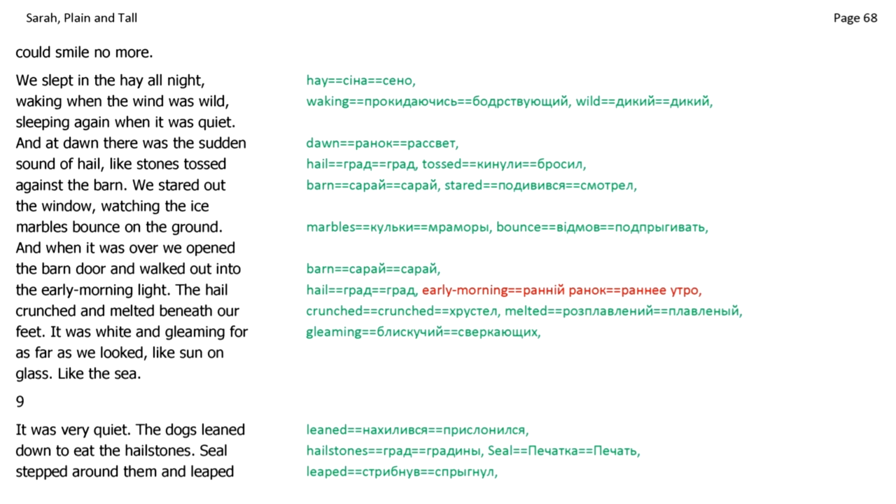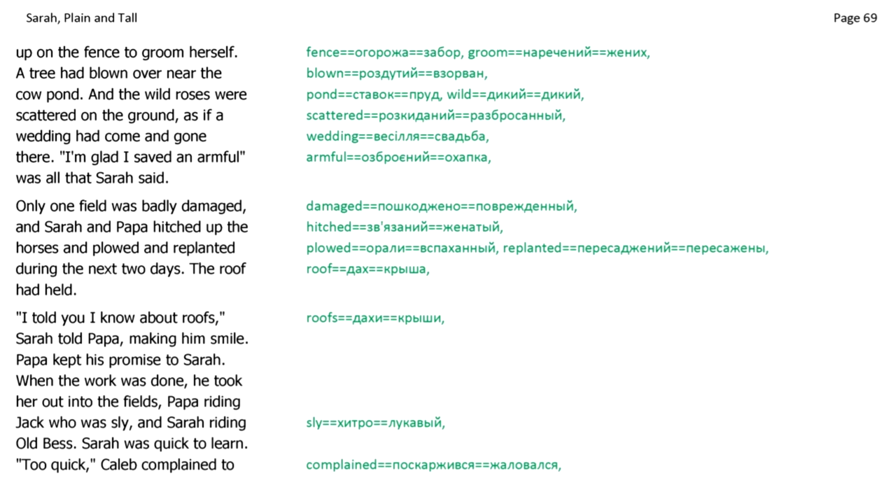Chapter 9. It was very quiet. The dogs leaned down to eat the hailstones. Seal stepped around them and leaped up on the fence to groom herself. A tree had blown over near the cow pond, and the wild roses were scattered on the ground, as if a wedding had come and gone there. "I'm glad I saved an armful," was all that Sara said.